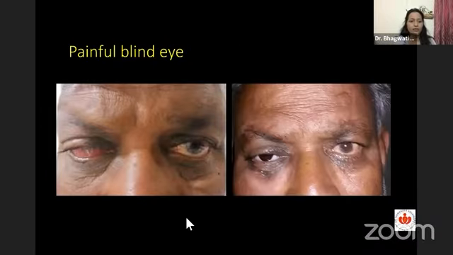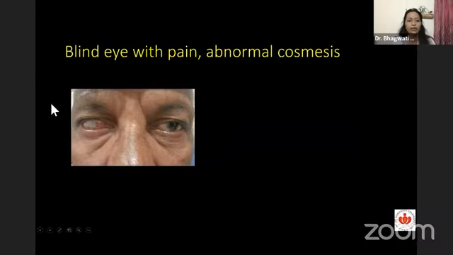Now, this is a patient with a painful blind eye due to end-stage glaucoma, and his IOP after maximum IOP lowering medications was 30 millimeters of Hg. His pain was not responding to the topical treatment and the cyclodestructive procedure, and we went ahead with evisceration with implant in this patient. This is another category of blind eye, with pain and abnormal cosmesis, where both cosmesis as well as pain are a concern.